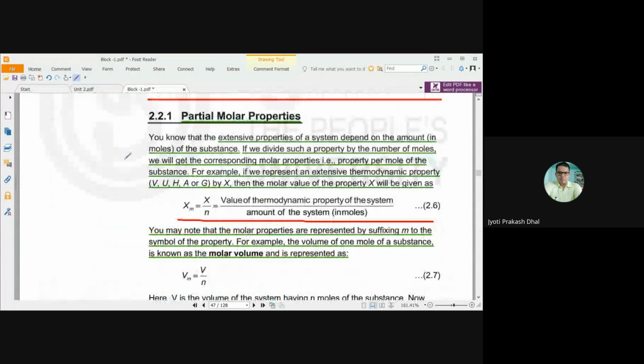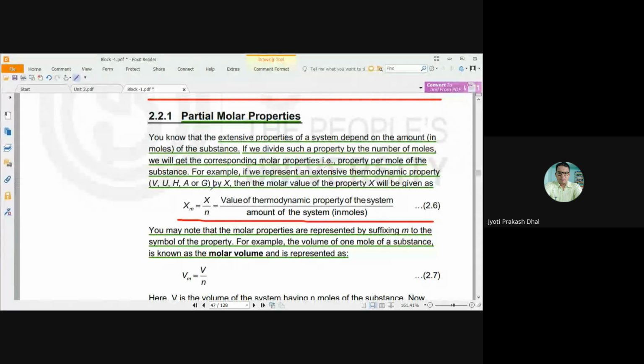Now coming to partial molar properties. These are extensive properties of the system, because we know that extensive properties of a system depend on the amount of the substance. If we divide such a property by the number of moles, then we will get the corresponding molar property, that is, property per mole of the substance.